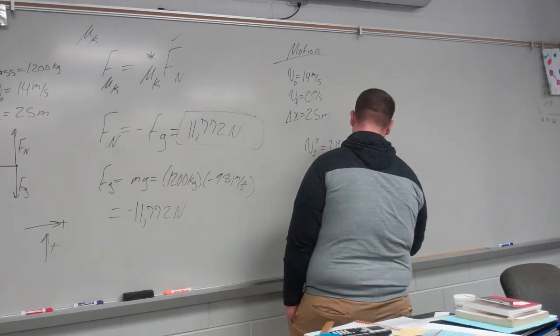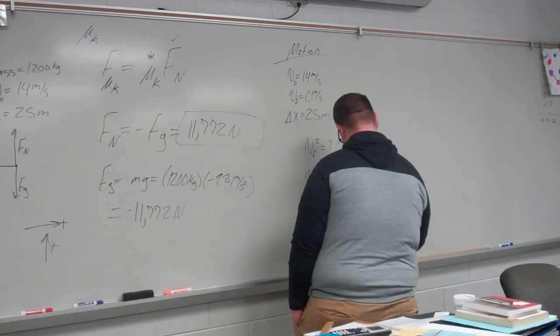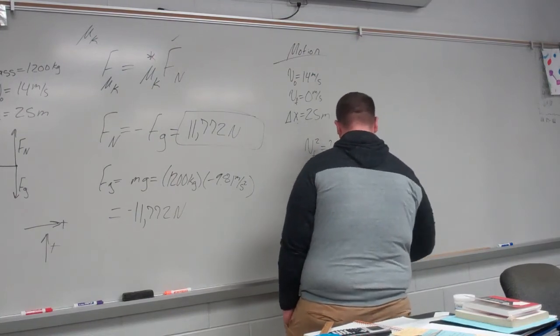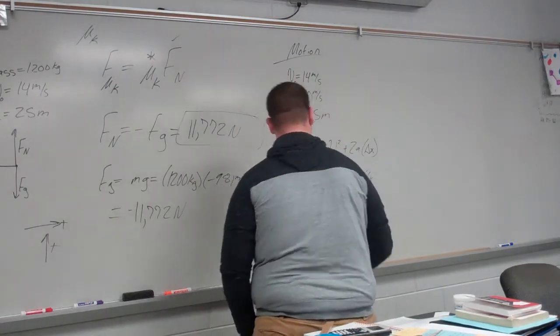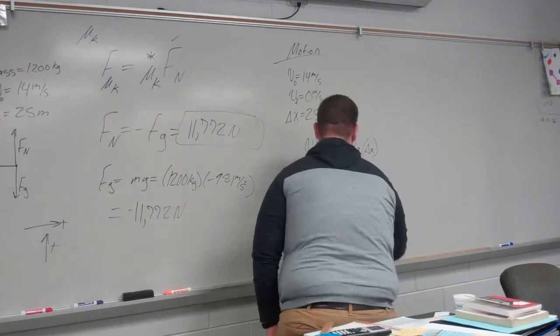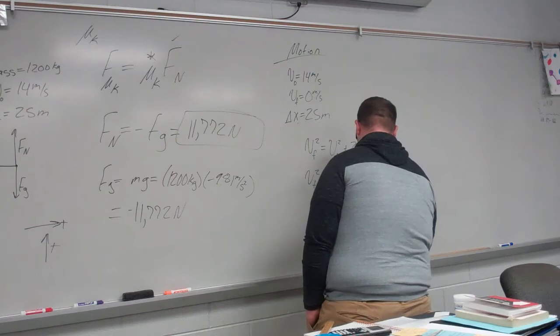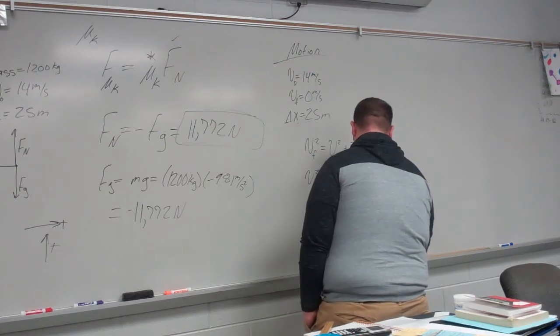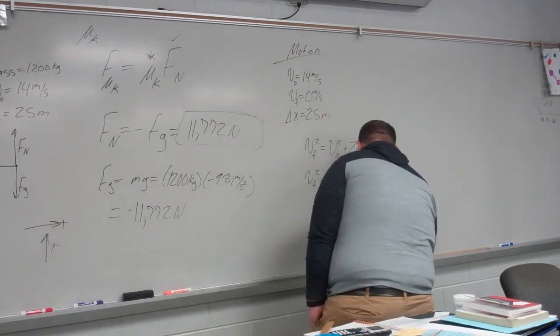Divided by 2 times change of position. There we go. Now I'm ready to plug stuff in. Final velocity 0 meters per second minus initial velocity squared, which is 14 meters per second, and that's squared, divided by 2 times change of position, which is 25 meters.